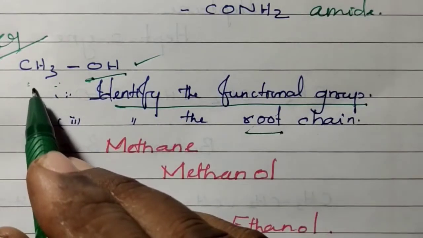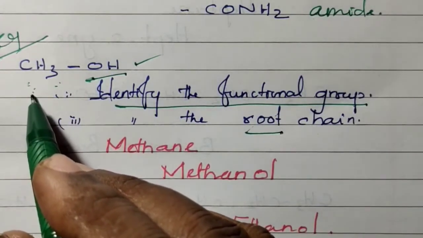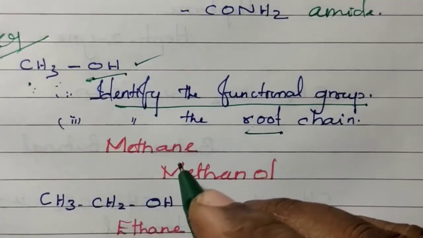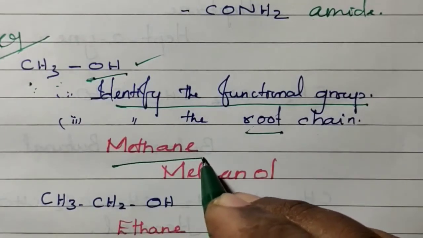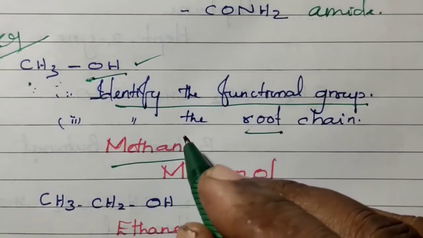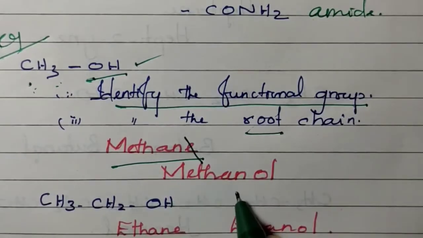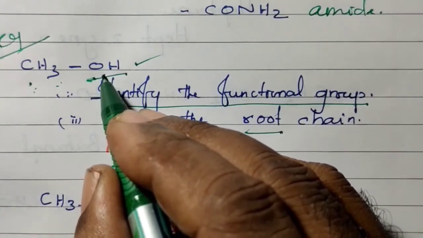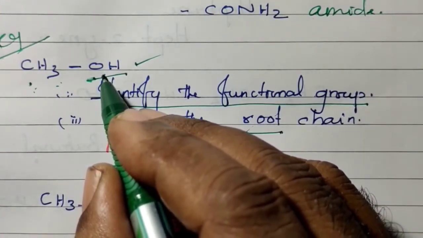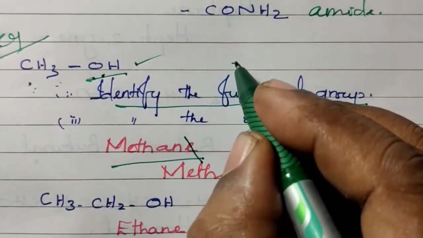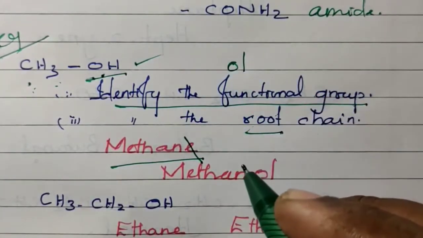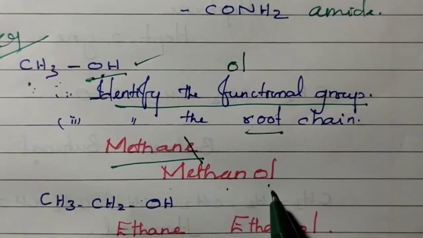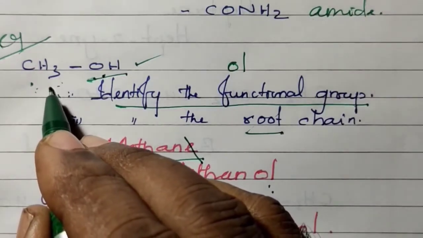But the given example contains only one carbon atom. If one carbon atom comes, as per our usual concept, the name is methane. In methane, we have to remove the last E, so we get methan. The OH group is the functional group. When OH comes as a functional group, we have to add the suffix OL. Methane becomes methanol. Methanol is the IUPAC name of this compound.